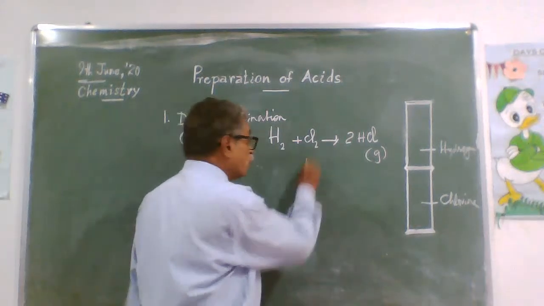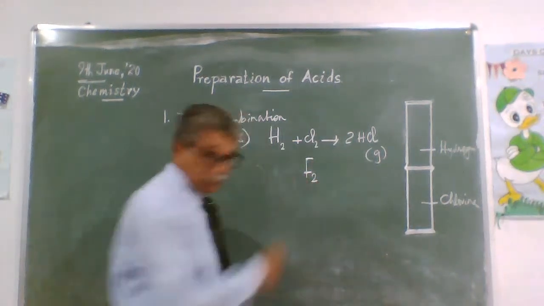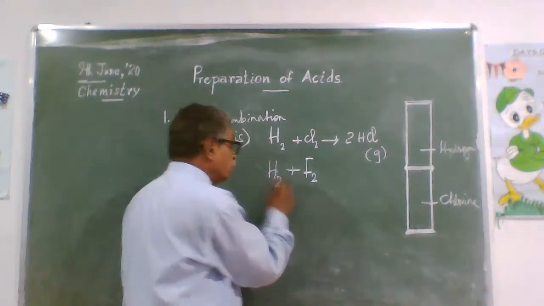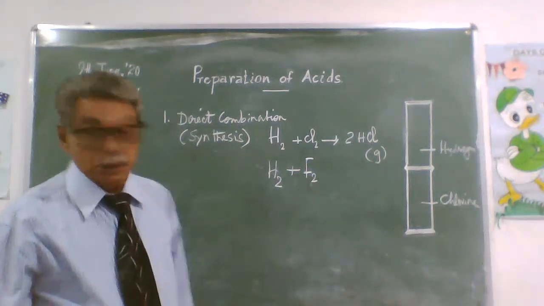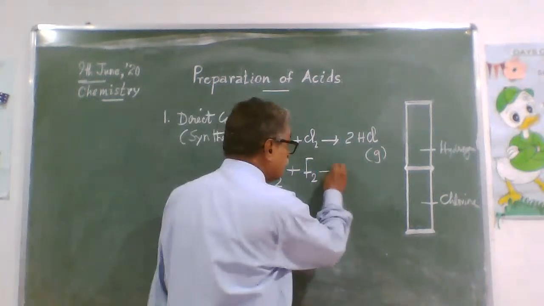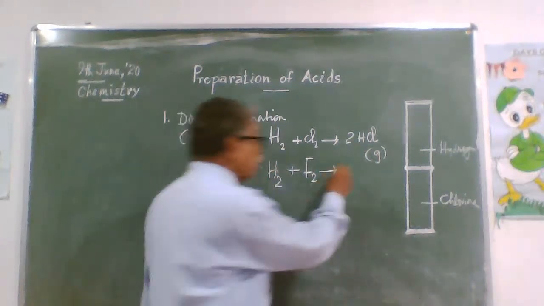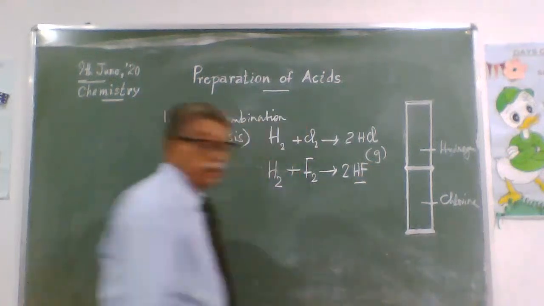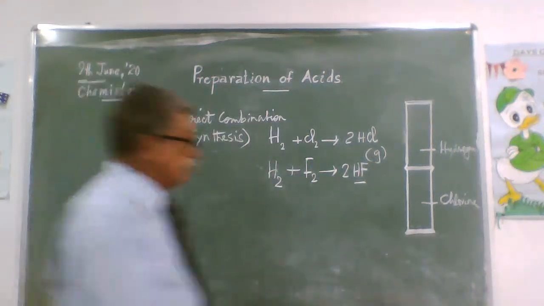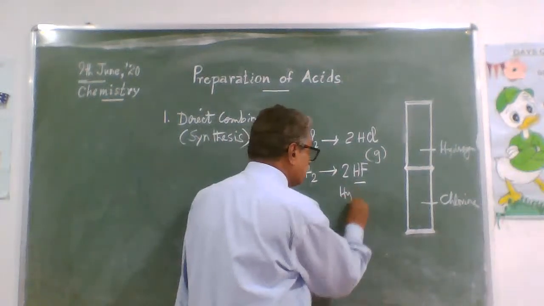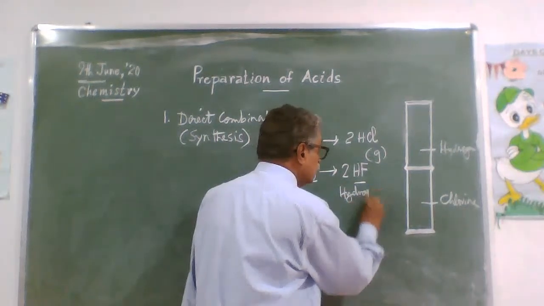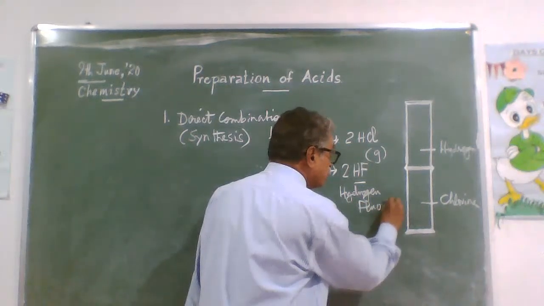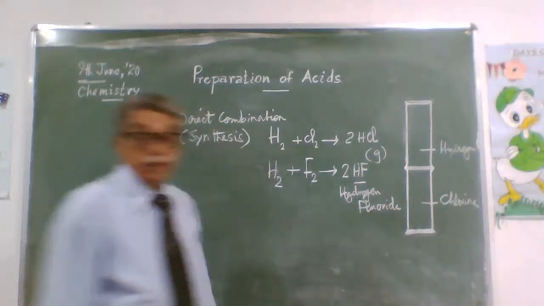This is one method, and here I selected chlorine. Now I select fluorine, F2. Fluorine and hydrogen combine, and they don't need sunlight. They combine even in the dark and at very low temperatures to form 2HF. HF is hydrogen fluoride or hydrofluoric acid. Fluoride spelling, be careful: F-L-U-O-R-I-D-E.